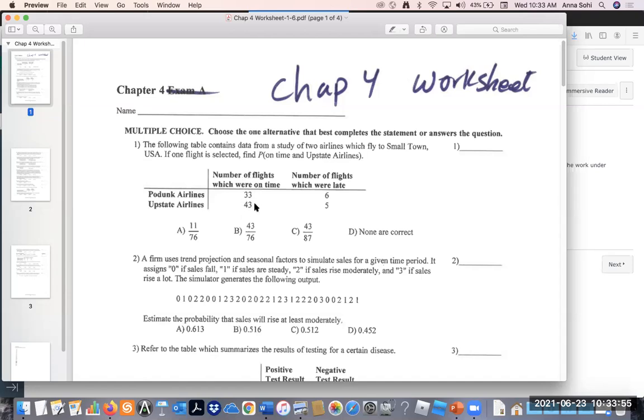So you look at their overlap. You would say, what is the probability of that happening at the same time? And so it's 43 out of 76. Oh, hold on. Let's see. Do you find the total of all flights? Because it says 33, 43, 6, and 5 together. I think that's 87. So you would say 43 out of 87, because you are randomly selecting from everything. Then that's 43 out of 87.